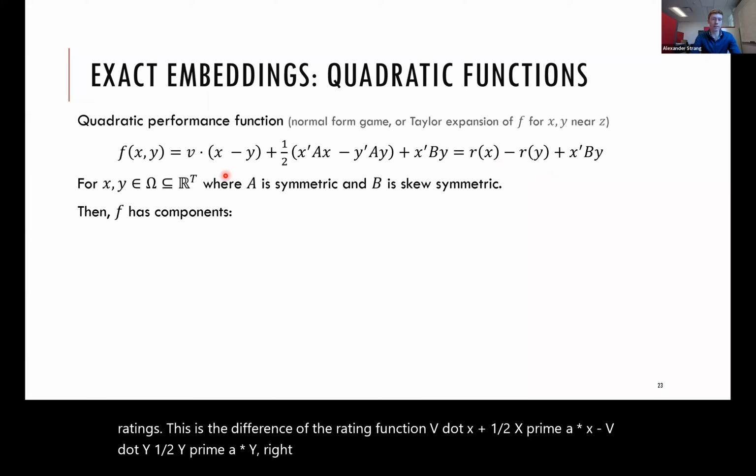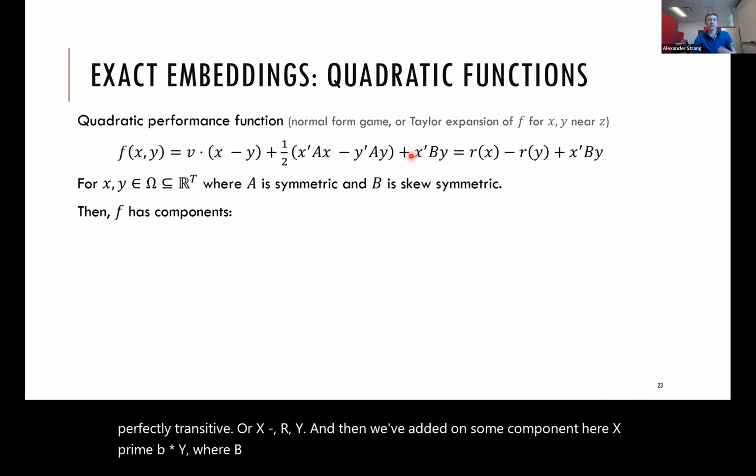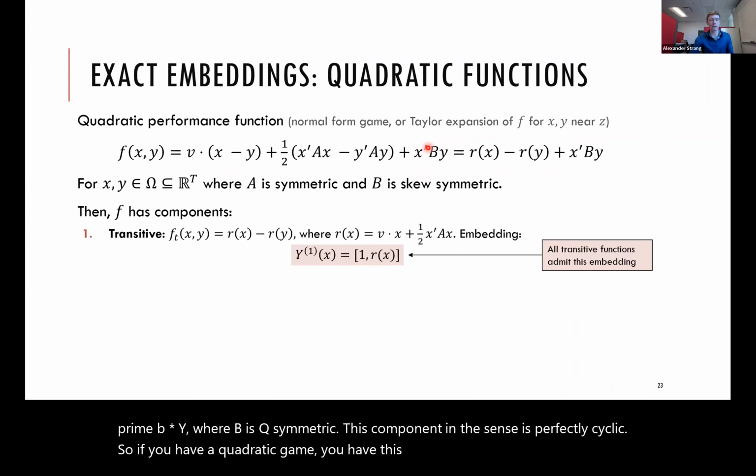Right, so this first part, this whole component, is perfectly transitive, R(x) minus R(y), and then we've added on some component here, x prime B y, where B is skew symmetric. This component, in a sense, is perfectly cyclic. So if you have a quadratic game, you have this nice division into components. Your first component here is transitive.